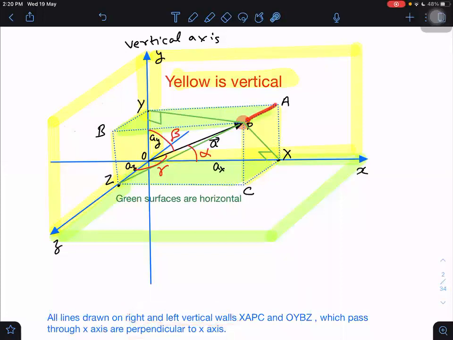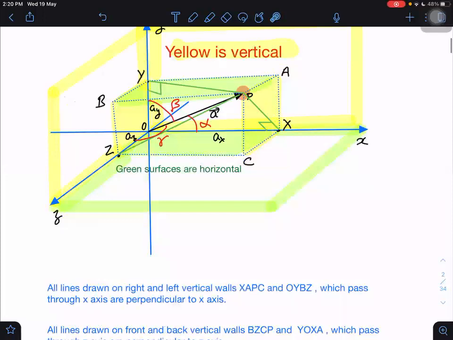For example, this is a right vertical wall on the box. If I draw as many lines passing through x, then all these lines which are passing through the x-axis are also perpendicular to the x-axis. Is that point clear? Yes, because this wall is vertical and the x-axis is horizontal. So this horizontal axis is perpendicular to all the lines on this vertical wall if they are passing through the x-axis, right?